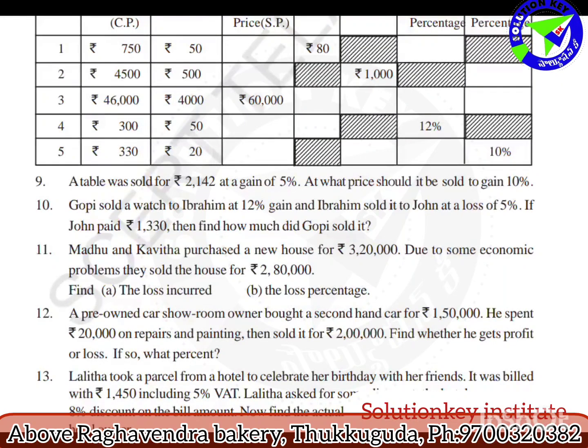Then what is the price at which Gopi sold it? How much did Gopi buy it for? That is the question. Gopi sold a watch to Ibrahim at a 12% gain, and Ibrahim sold it to John at a loss of 5%. If John paid 1330, then find how much Gopi bought it for. That is the question.